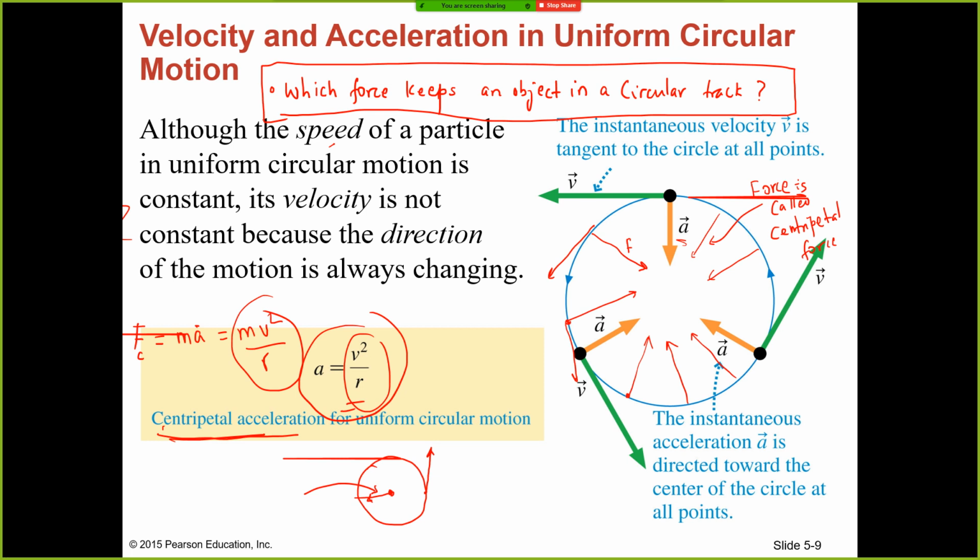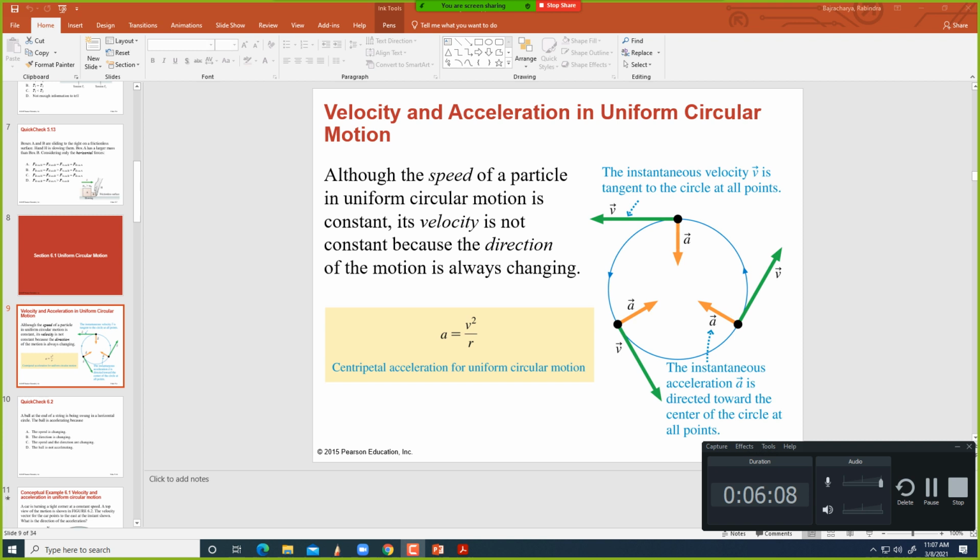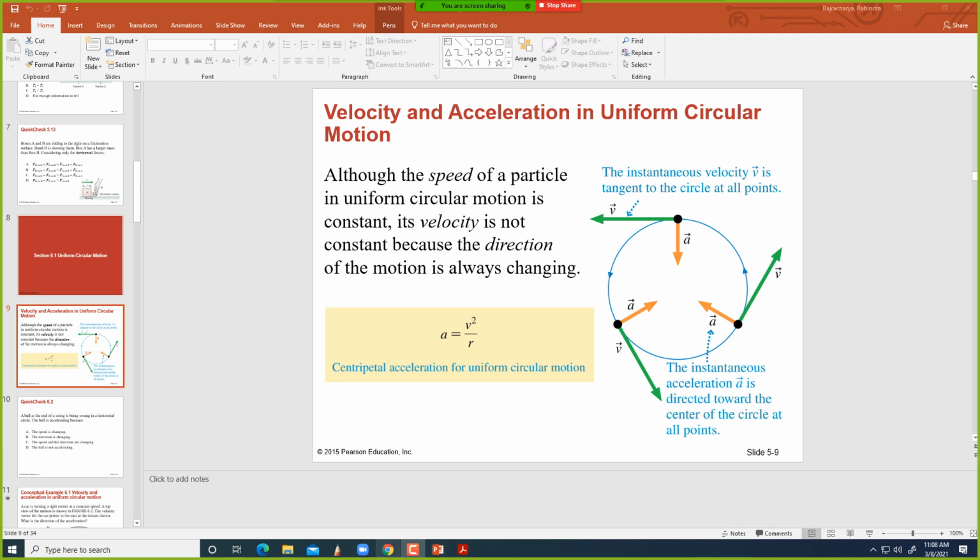So how do we know the acceleration is pointing inward? We know that conceptually, but can we show that using vectors also? So let's look at that. Let's draw some vectors and see if we can prove that using a vector diagram. So let's say we have a circle. Let's see if I can draw a circle.